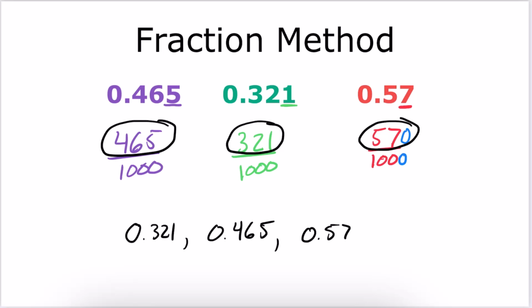So the strategy for the fraction method is to convert all of the decimals into fractions and then get common denominators and compare the fractions by looking at the numerators.